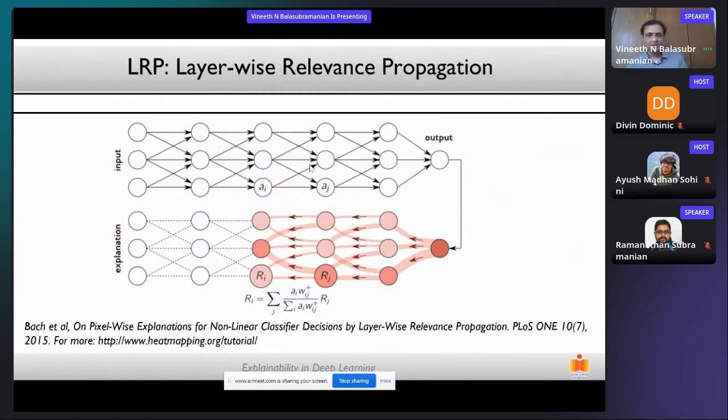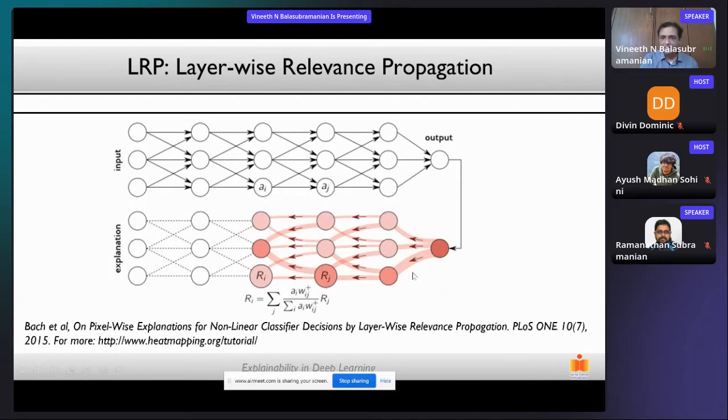Another popular method, one of the earlier methods again, is known as LRP, or layer-wise relevance propagation. What this method tries to do is they talk about this in the context of a neural network, and they say that to understand the attribution of any input or any node in a neural network on the output, let's try to get a sense of how relevant that node was towards getting a certain output. How do you get that relevance? So they come up with a formula that is obtained when you backpropagate from the output.